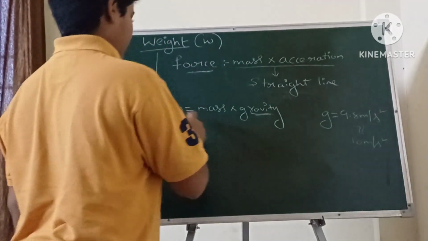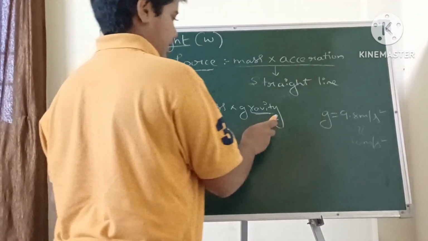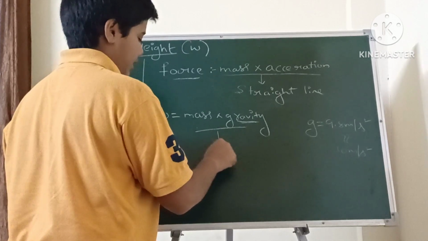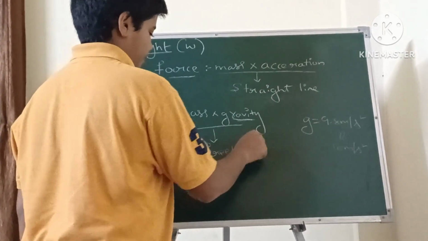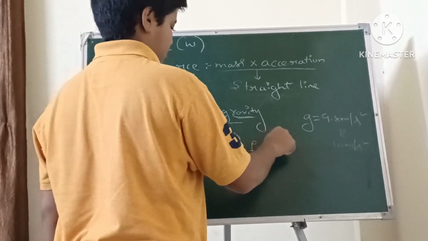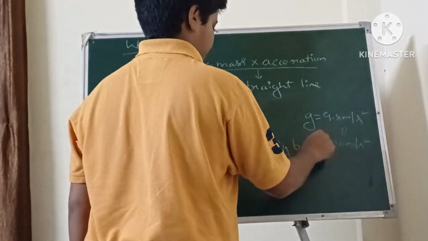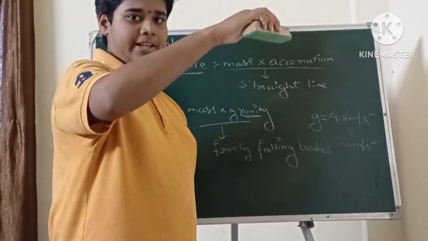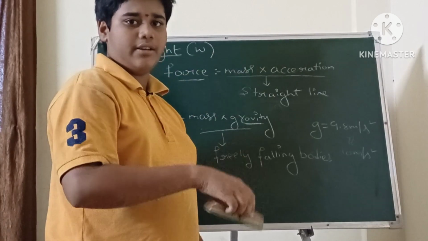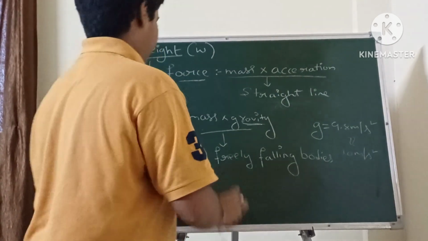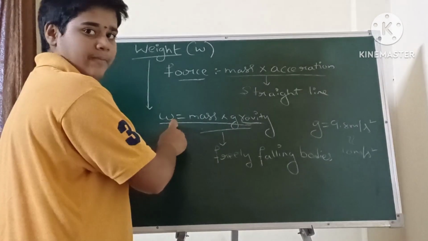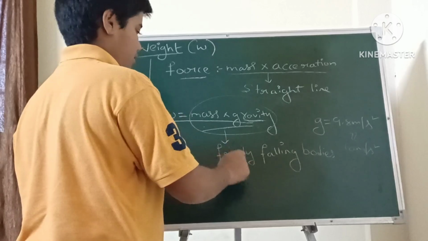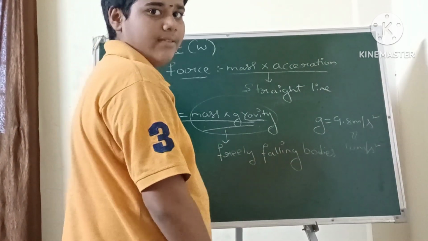So here weight means mass into gravity. This formula we have to use in freely falling bodies. If I leave it from a certain height, this is also a freely falling body. So this is the weight formula. Weight means the product of mass and gravity, and this formula we have to use in freely falling bodies.